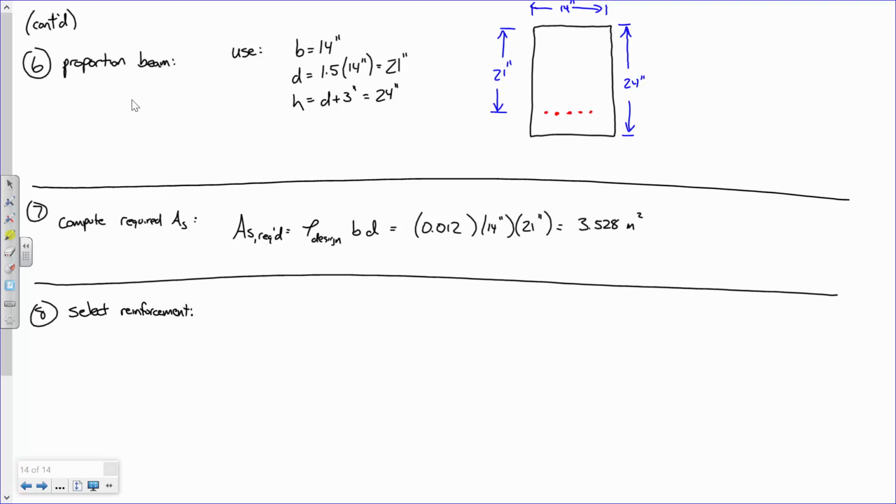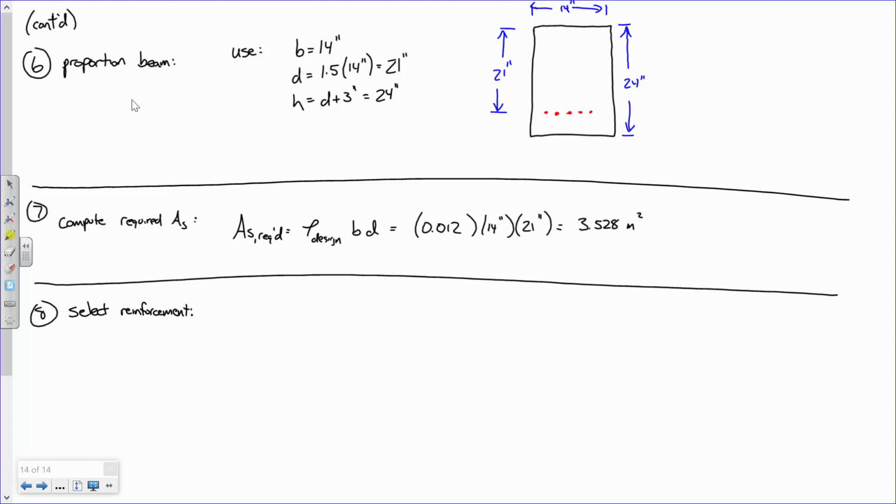Now, let me show you something. This top table is listing the area of bars, of multiples of bars. So for instance, if I have 3 number 6s, what's the area of 3 number 6s? 1.33 square inches. There we go.